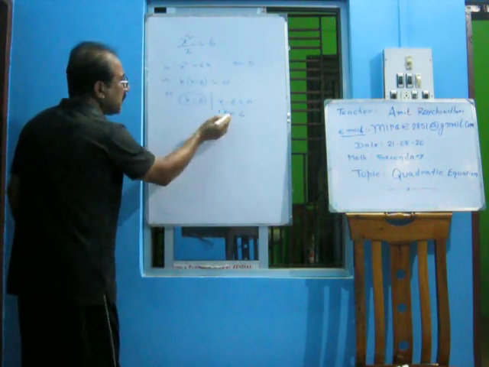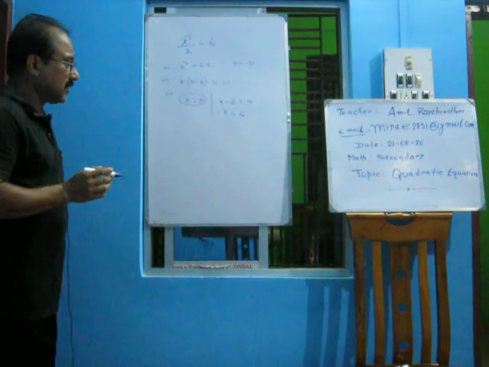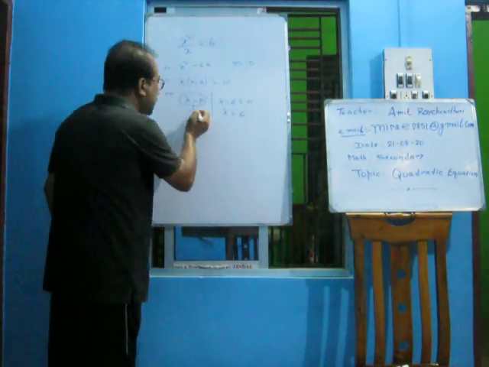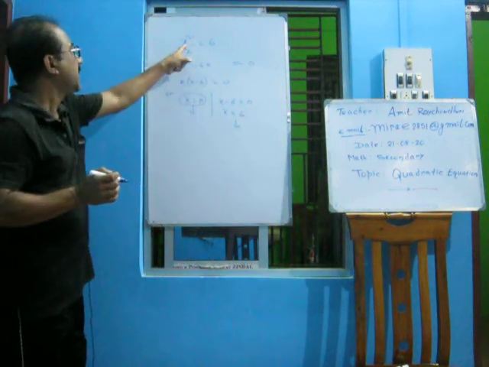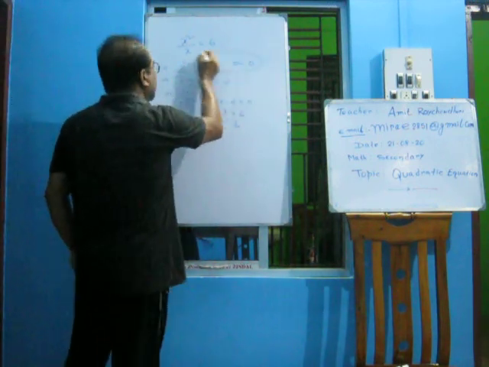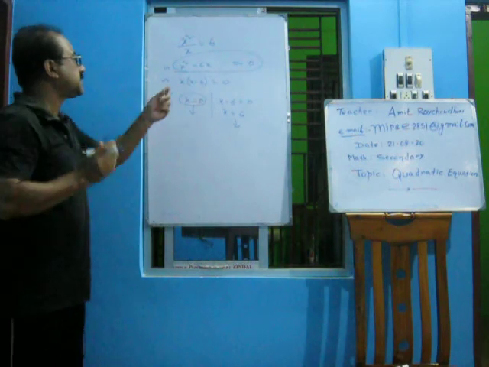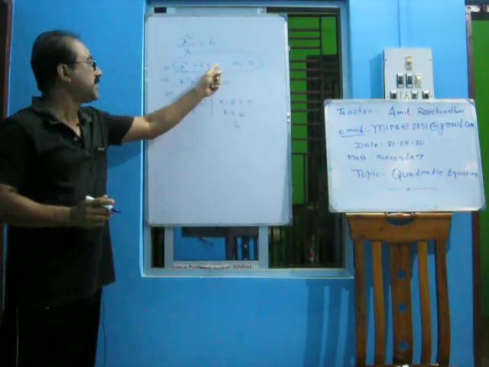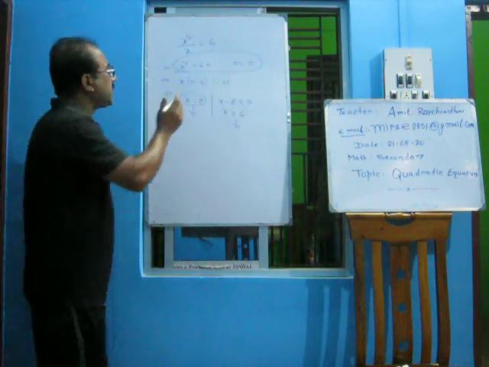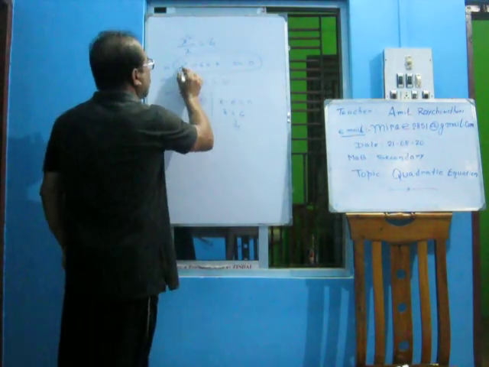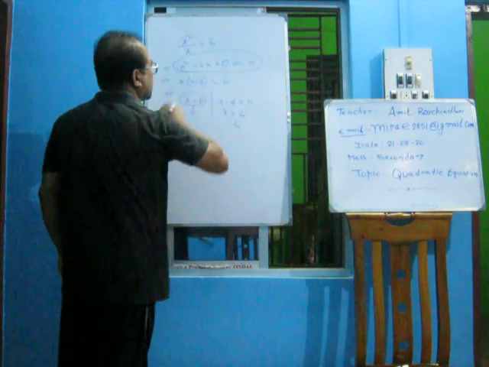One is 0 and one is 6. That means this is also real, this is also real. No imaginary case. It means here in this equation, b square minus 4ac is 100% greater than 0. If I am checking that point also, now x square minus 6x plus 0.